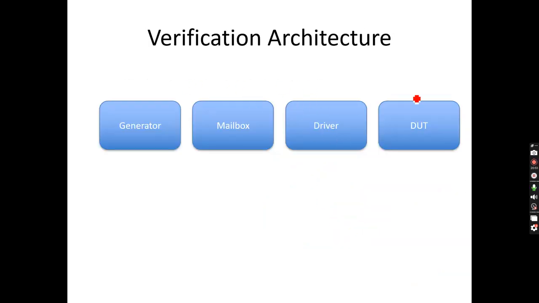Generally the architecture, as I said before, is generator, mailbox, driver, DUT. The generator will generate the transaction, which is given to the mailbox. From the mailbox, the driver will get it, take the transactions, and drive them to the DUT. So for the generator-driver connection, mailbox will be there. What if we want to connect driver and DUT? That will be connected through the interface. We learned interface before, right? Through the interface, we can drive the data from the driver to the DUT.